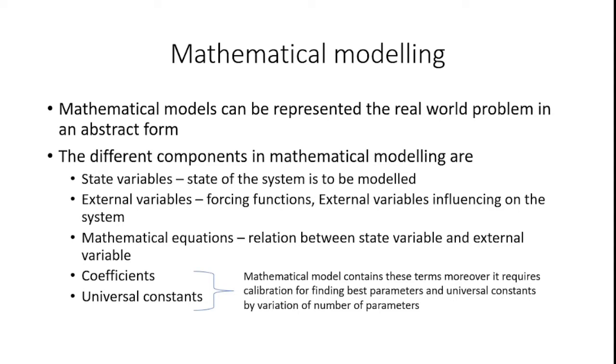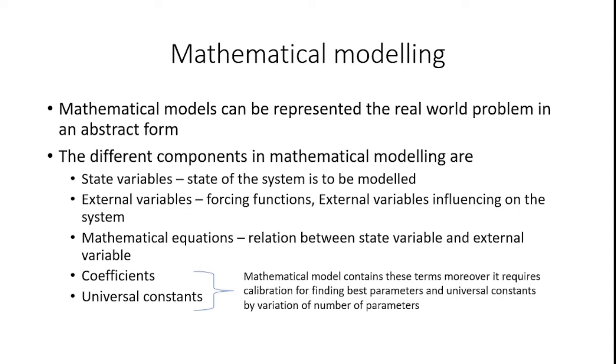Not only these three things, other things are also available: coefficients and universal constants. What are coefficients and universal constants? Let's see. A mathematical model contains these terms. Moreover, it requires calibration for finding the best parameters and universal constants by variation of the number of parameters.